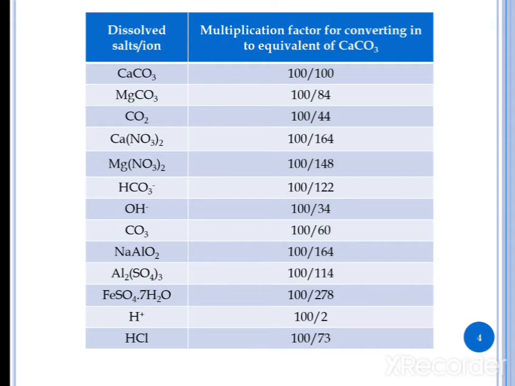Similarly, if we had taken CO3, then the multiplication factor for it is 100 divided by 60, because 60 is the molecular weight of CO3 and 100 is the molecular weight of calcium carbonate. Okay, so these are some of the examples which give you the multiplication factor. You can easily calculate this multiplication factor if you know the atomic weights of some common elements.